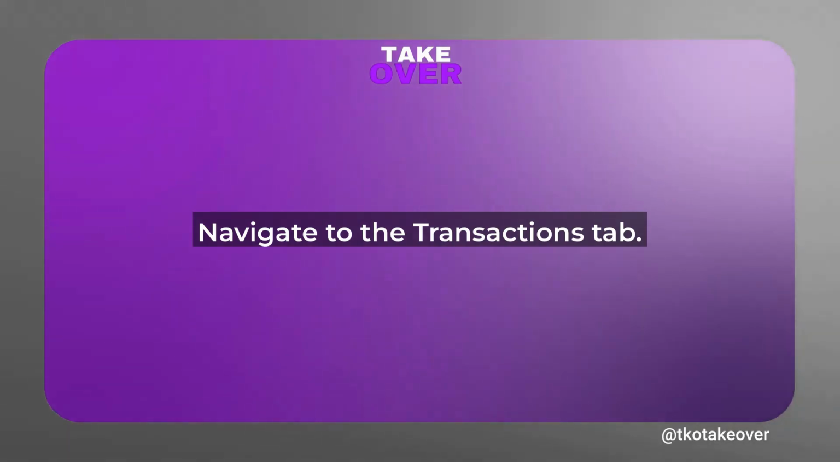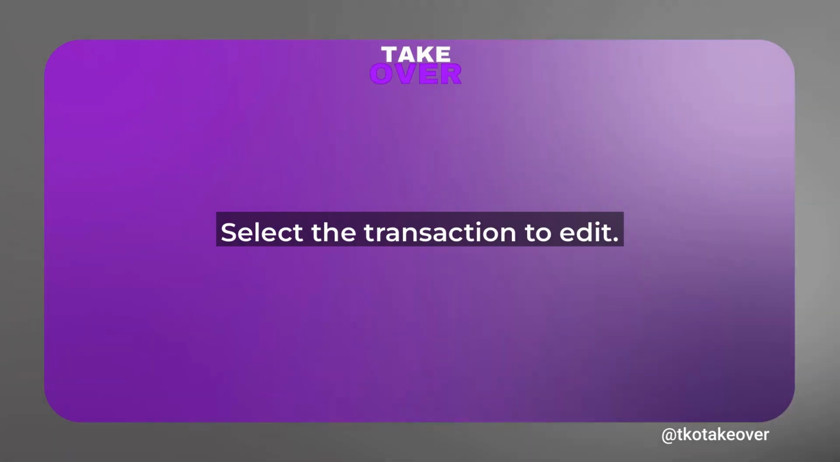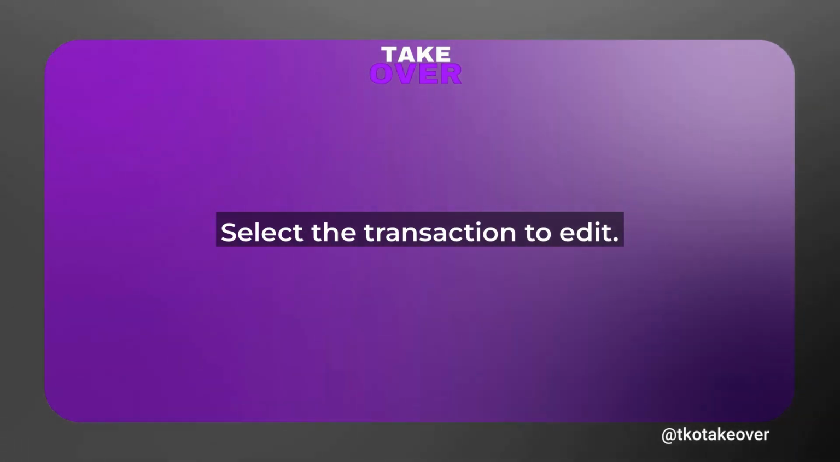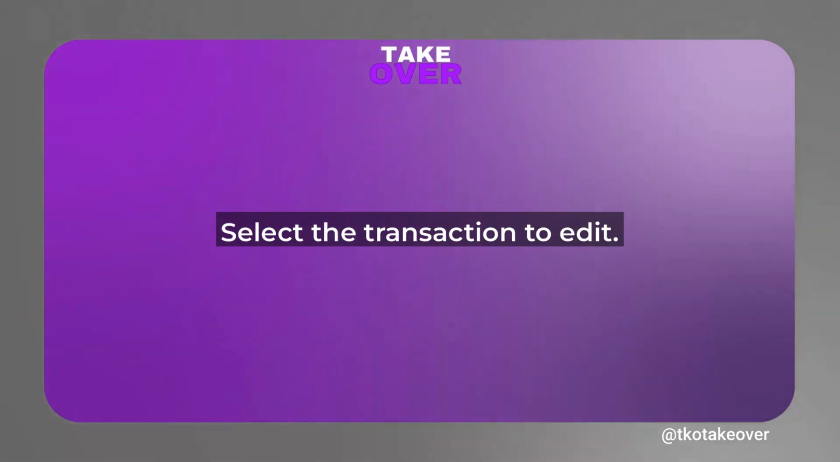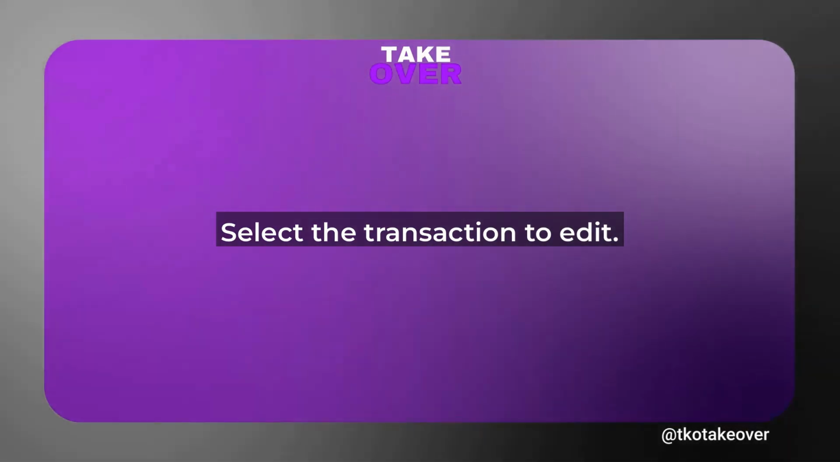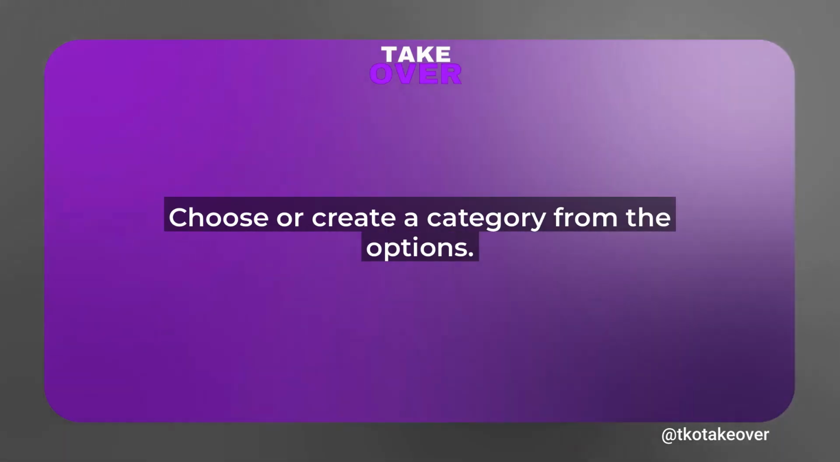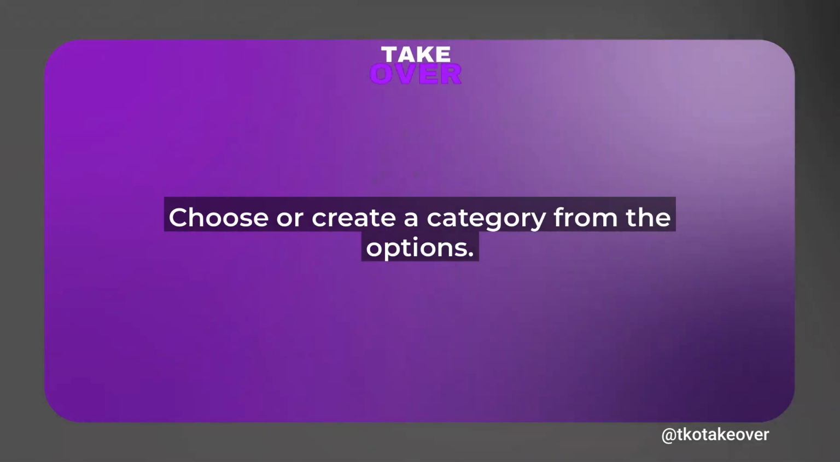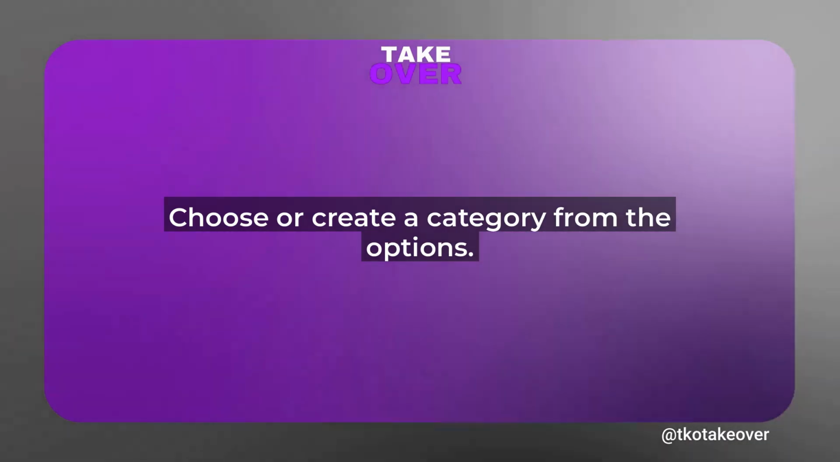Now, let's dive into the categorization process. Simply tap or click on the transaction you want to categorize. You'll see a details page pop up with various editing options. Look for the category field. It's usually right there at the top. Copilot Money offers a bunch of default categories like groceries, utilities, entertainment, or transportation to choose from.